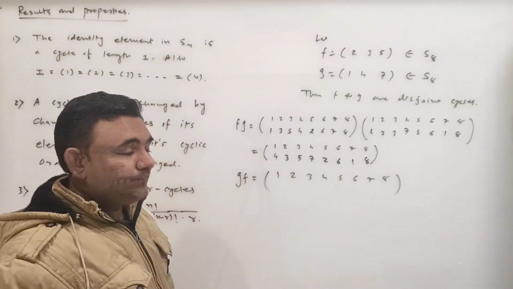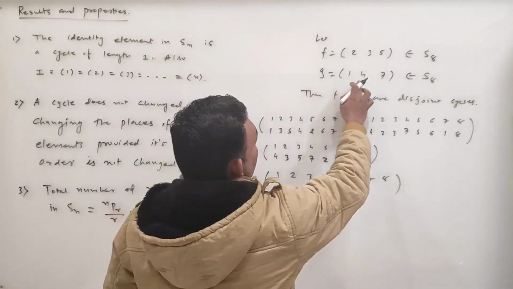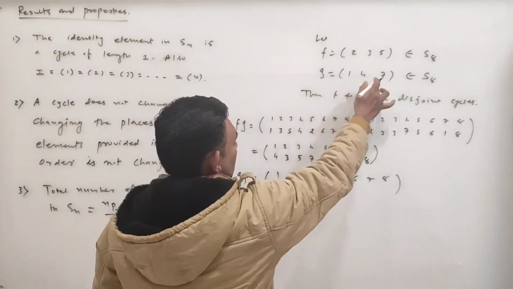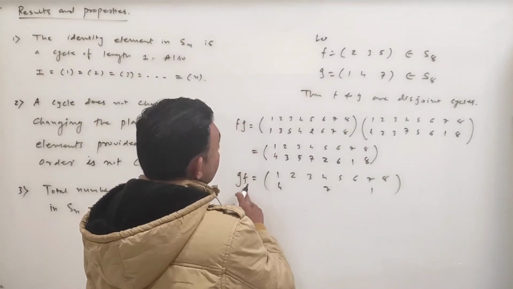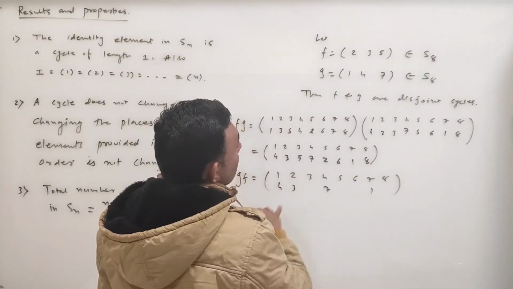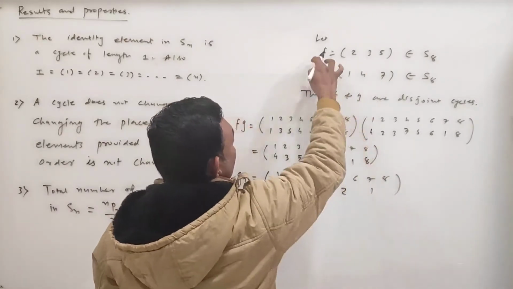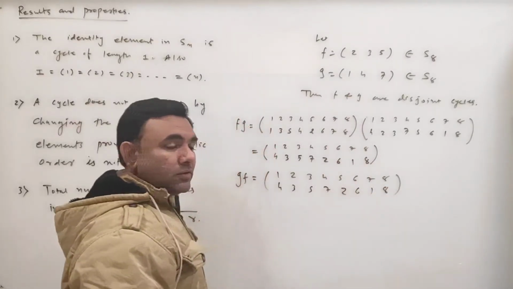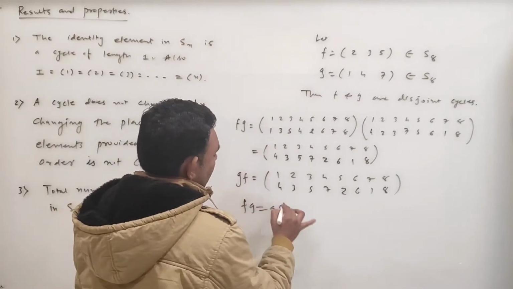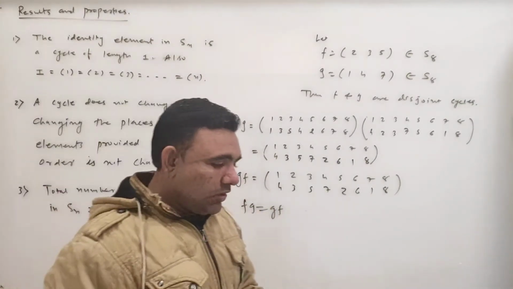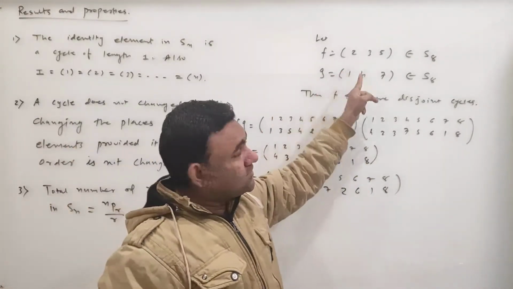So what will be in GF? In G, which elements are permuted? 1 4 7, 1 goes to 4, 4 goes to 7 and 7 goes to 1. And in F, 2 goes to 3, 3 goes to 5 and 5 goes to 2. 6 and 8 are not in F and G, so they will be invariant. But these two things are same. So what we have? FG is equal to GF. So this thing happens only when F and G are cycles and they are disjoint cycles, right.